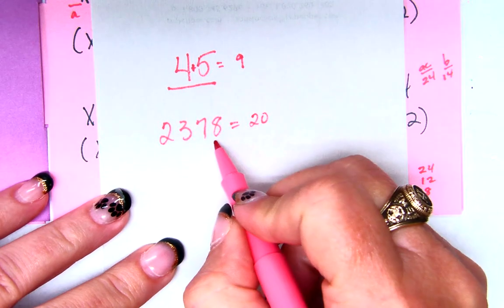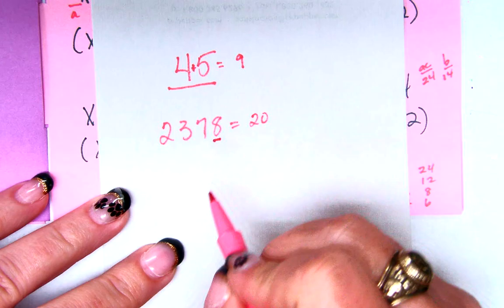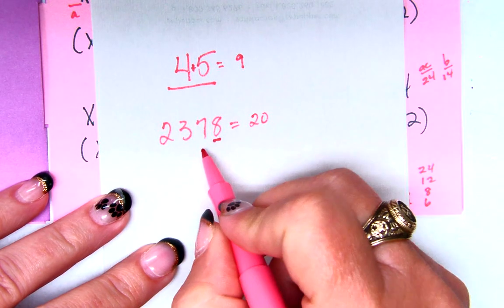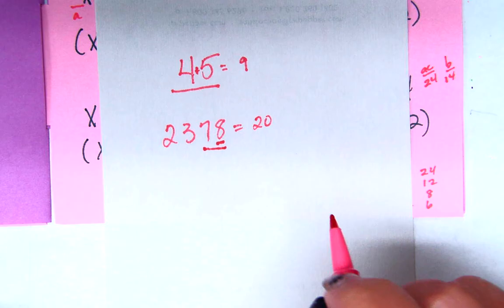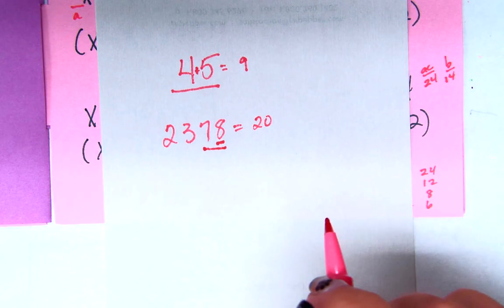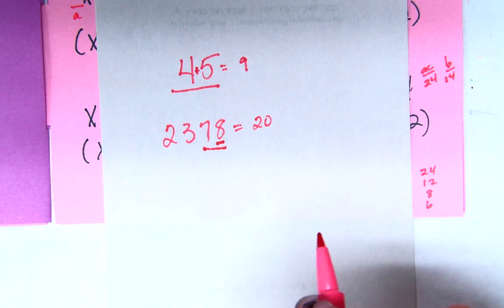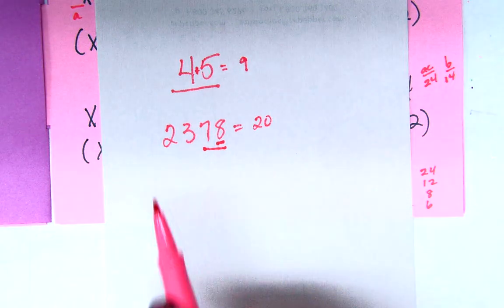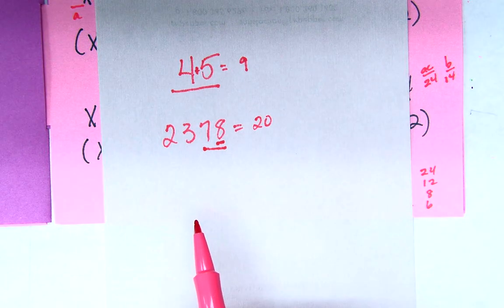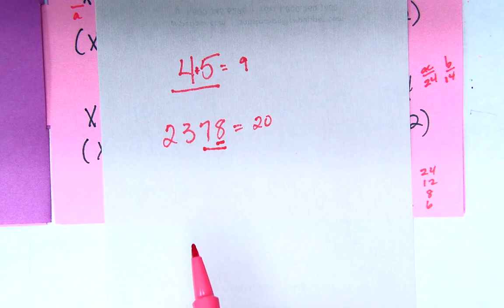If it's divisible by 2, the last number is divisible by 2, right? If it's divisible by 4, the last 2 numbers are divisible by 4. And sometimes that helps and sometimes it doesn't, right? How do you tell if a number is divisible by 5? If it ends in 5 or 0, very good. How do you tell if a number is divisible by 6? If it's divisible by 2 and 3.